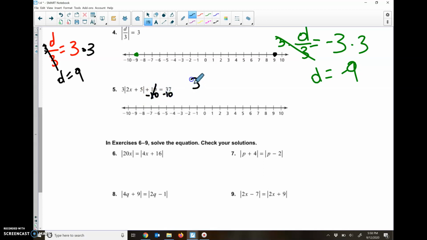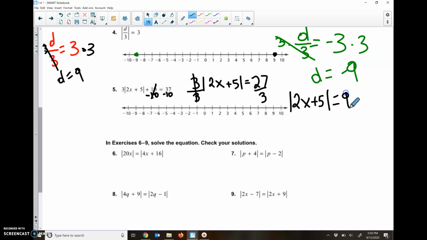So I have 3 times the absolute value of 2x plus 5. 37 minus 10 is 27. Divide by 3, because it's times 3. Divide by 3. So I end up with the absolute value of 2x plus 5. 27 divided by 3 is 9. Okay, now the absolute value is by itself.